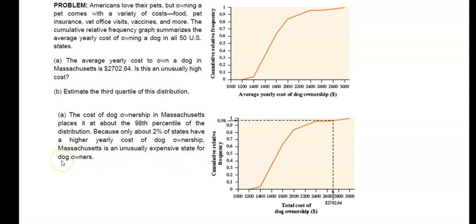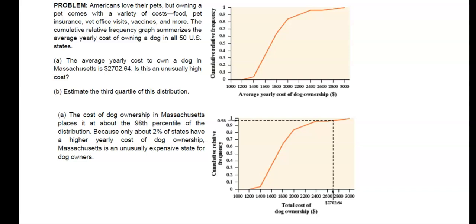for dog owners. If you want to find the median dog owner cost, what you want to do is go to the 50th percentile. They didn't ask this question, but I think it's a good question. I'm like, well, maybe Massachusetts is really expensive. So if you go to 50% and go over to the graph and go down, I'm eyeballing it here a little bit, but about $1,700 a year is what you would expect the median cost to be.